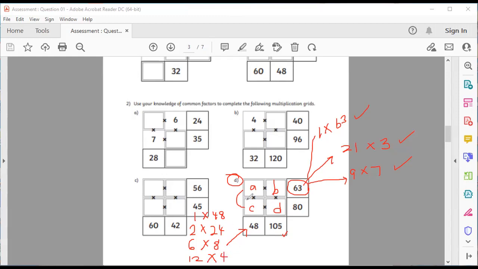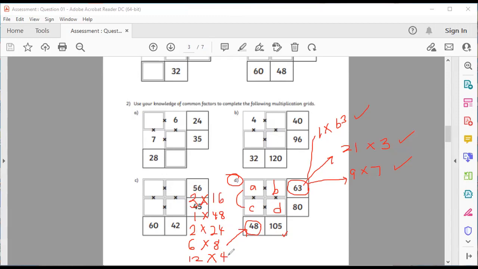Anything else? Can you think of any other pairs that will make up 48? 3 and 16. Very good. Who said that? Rishabh, very good. 3 and 16. That's another pair. So 3 times 16. Anything else?